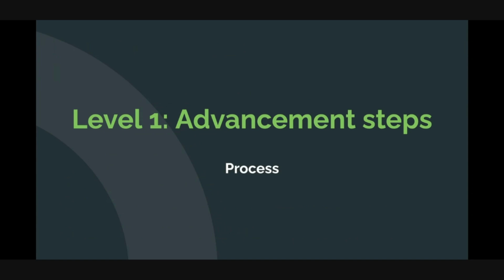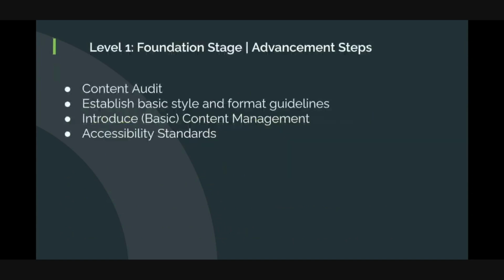So let's see some advancement steps regarding the process. This is homework for the organization where you are. You have to put effort into it. First, you have to conduct a content audit, create a content inventory, and list what you already have, what is missing, and identify gaps and prioritize the missing or incomplete content. Also, establish basic style and formatting guidelines. You should create a style guide based on your needs.